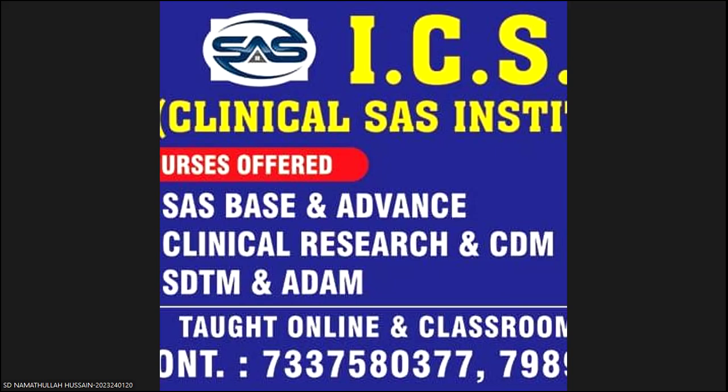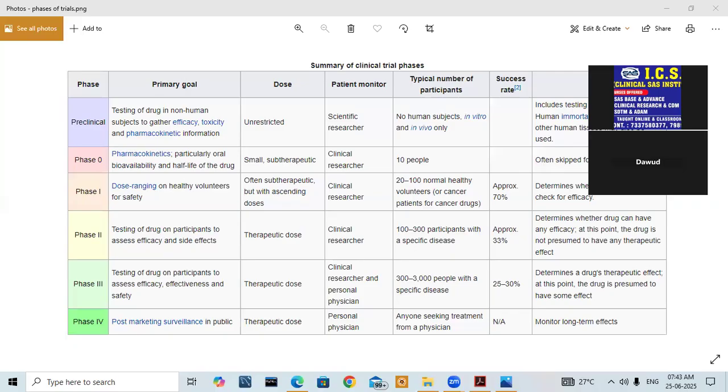Here, as I told you, sometimes the phases are more than four, right? Some studies have phase zero also. Phase zero is not the main phase. It is sometimes present, sometimes not. In most studies, phase zero is not present. In some exceptional cases, phase zero is present, as per the requirement. So we are not counting phase zero. Phase one to phase four are the four phases.